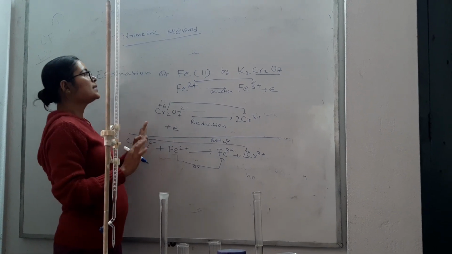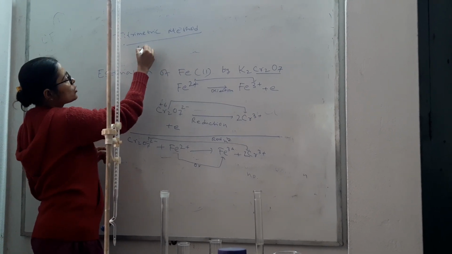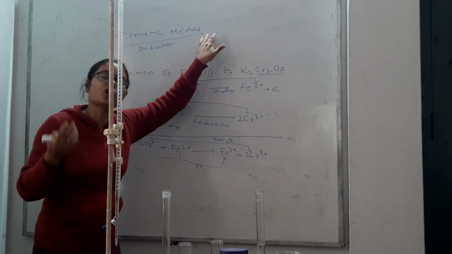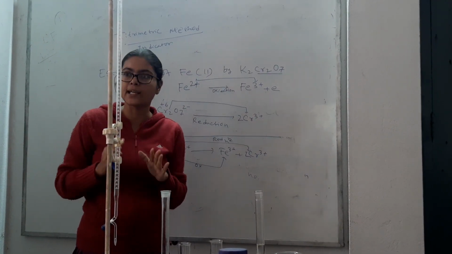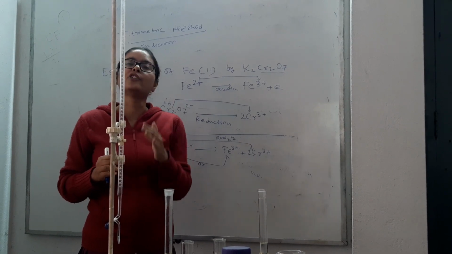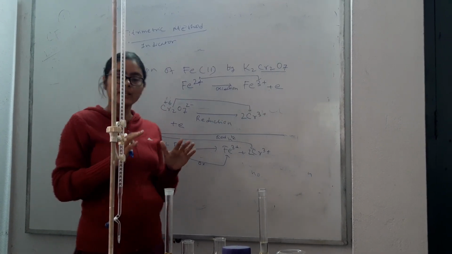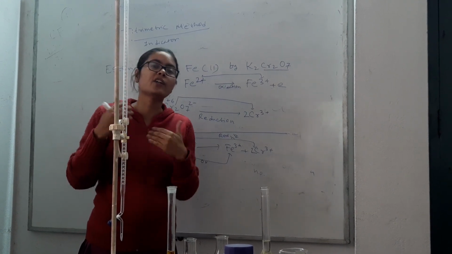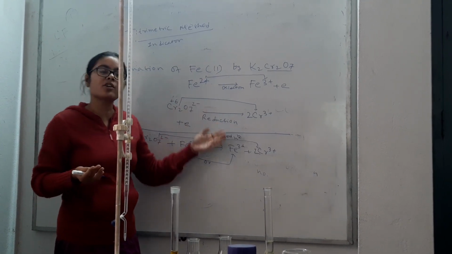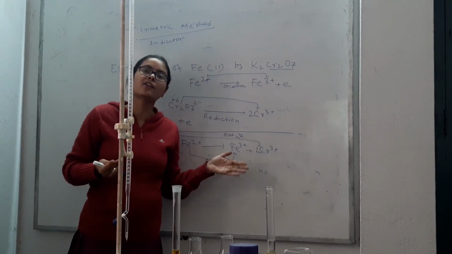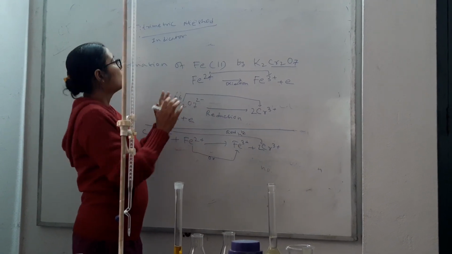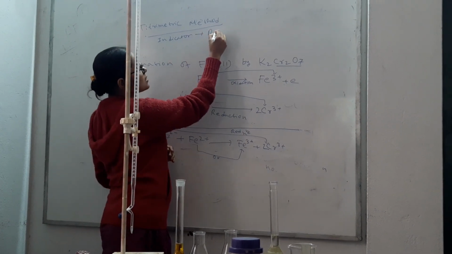And an indicator. We know that we need an indicator for any titration. In most titrations we need an indicator which changes its color and shows the end point. Here we are going to use a redox indicator. Why a redox indicator? Because it is a redox reaction, and for any redox reaction we need a redox indicator.